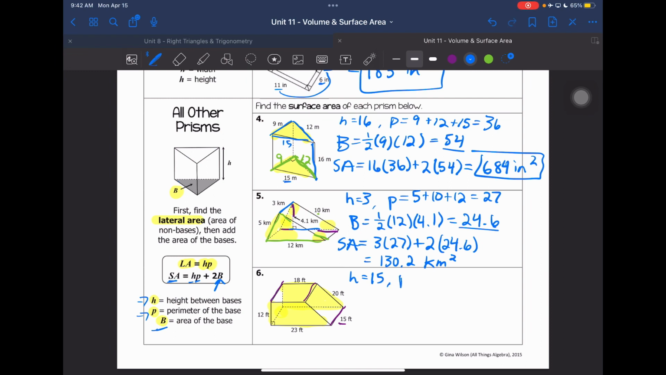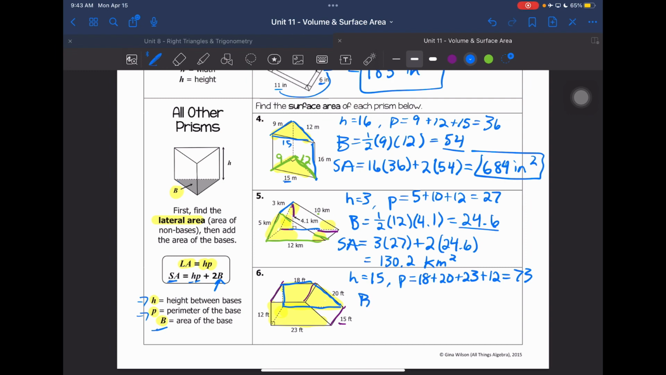Now let's focus on finding our perimeter of the base. So it's going to be 18 plus 20 plus 23 plus 12. So 18 plus 20 plus 23 plus 12. And when you type that all into your calculator, that should give you 73.